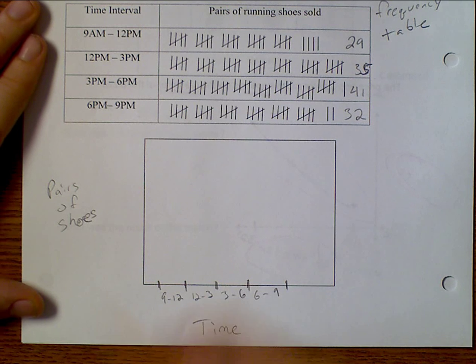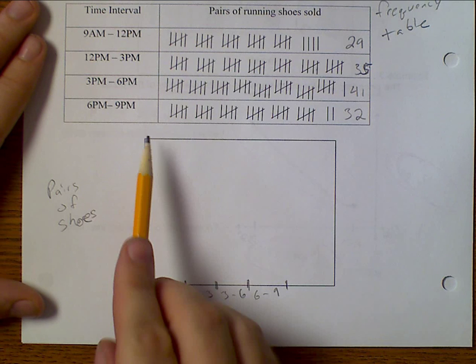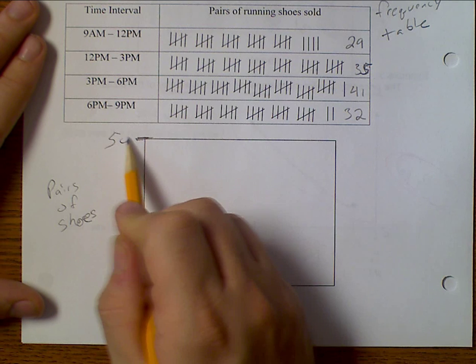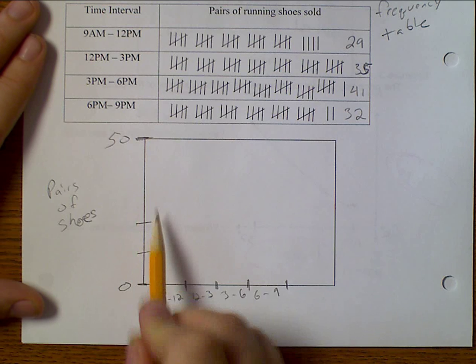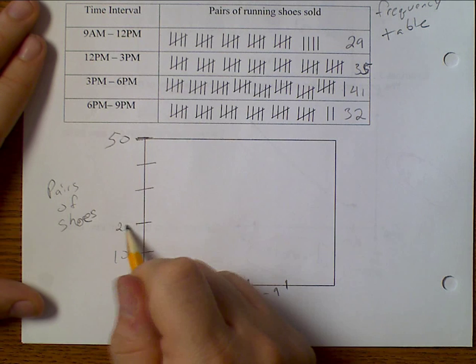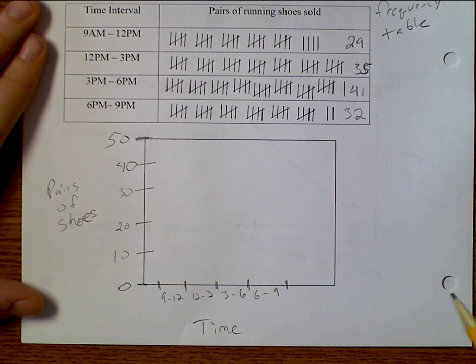Now I need to do my chart. I, of course, want to start at 0, and at the top, I want to make this a nice round number. Let's call this 50. So 10, 20, 30, 40, 50. And now we do our bars.